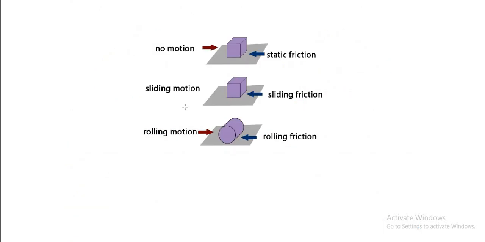This figure shows static friction. As you all know, static friction acts when the body is at rest, so there is no motion due to the action of static friction. There will be no movement of the body. This is the sliding friction: when the body is in sliding motion, this is the sliding friction. And this is rolling motion, due to the rolling friction. The rolling friction will act in the direction to retard this motion.